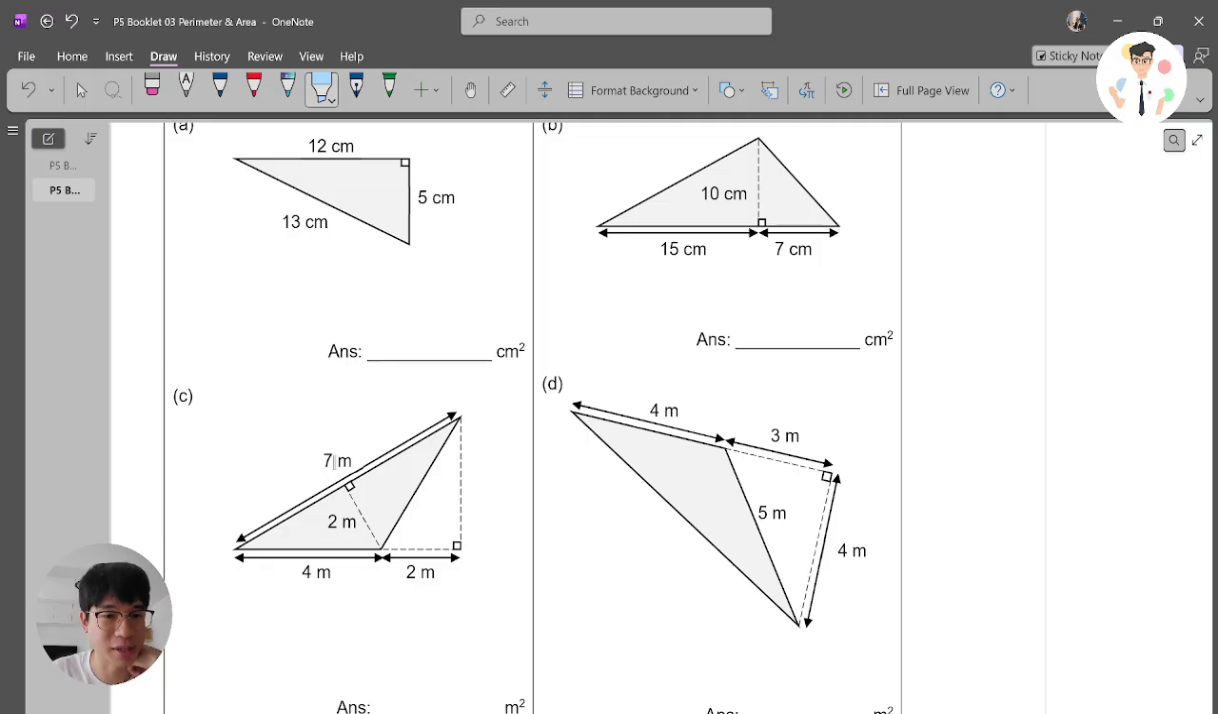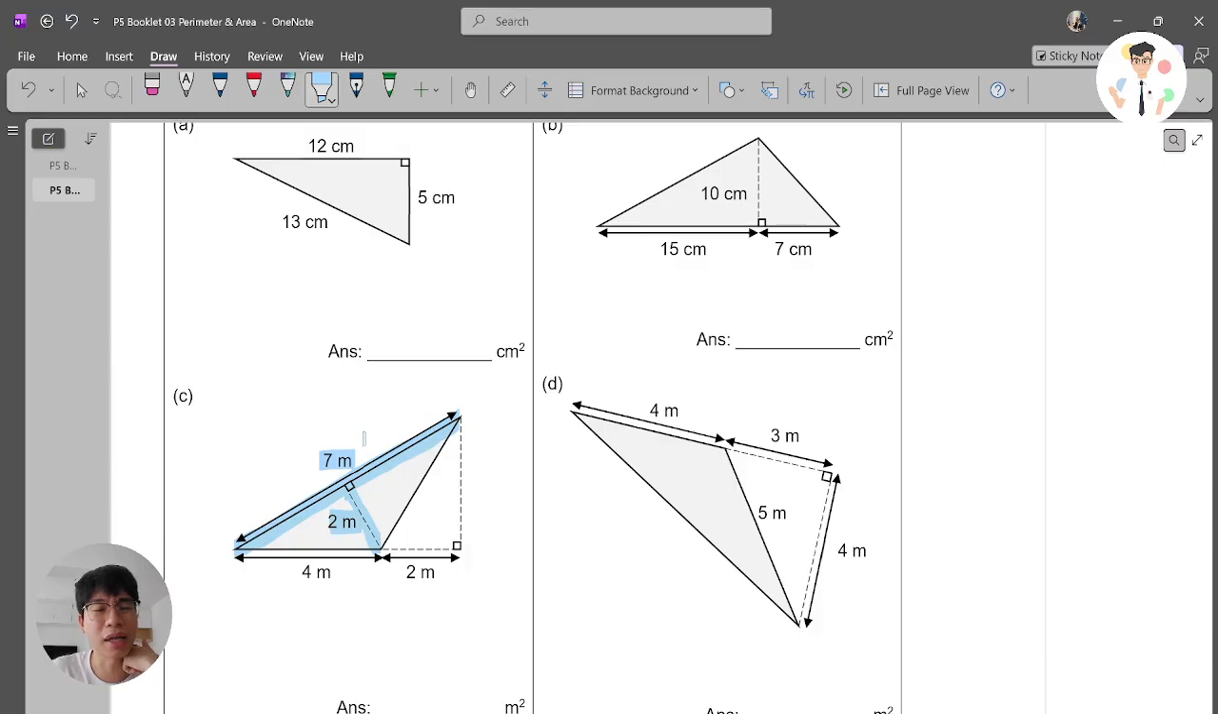It's still the same concept, base and height, but there is more than one way. For example, here, this is what? 7 meter. And this one I can consider as base. And this I can consider as height, 2 meter. That means I can use half times 7 times 2.